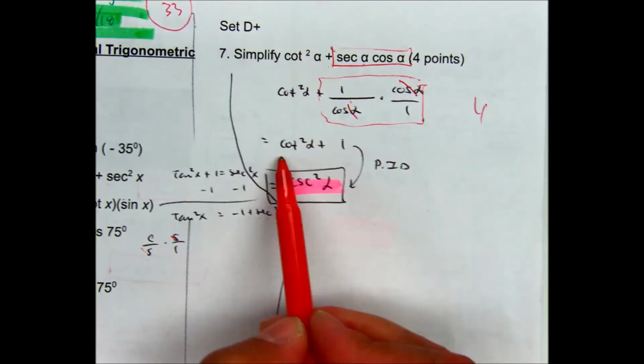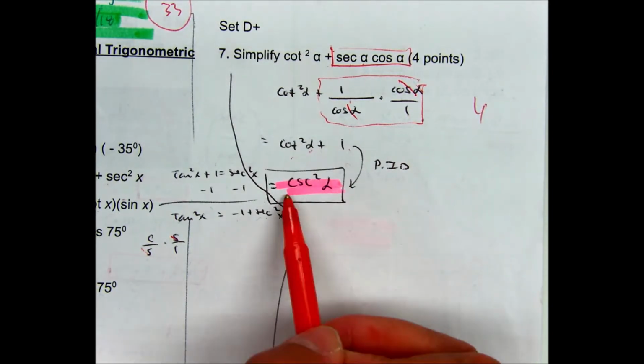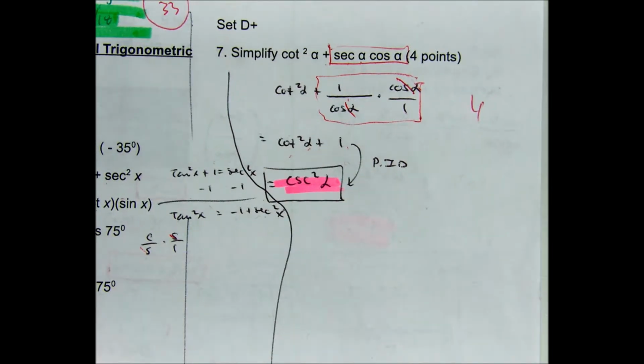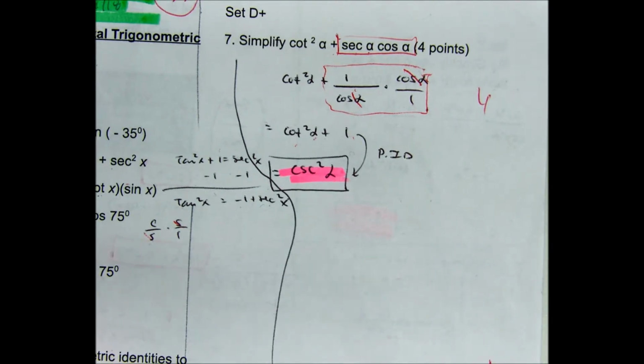So cotangent squared alpha plus 1, what is that? That's a Pythagorean identity. This is all equal to cosecant squared alpha. Next one, C or C minus? C.